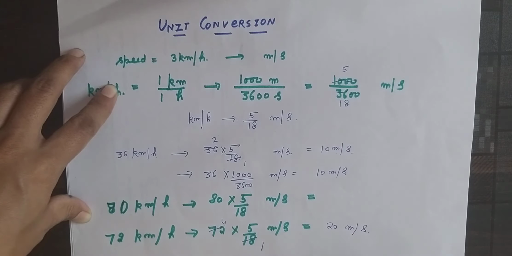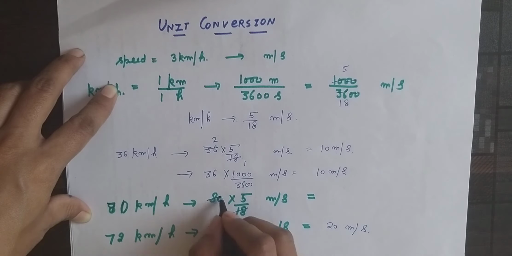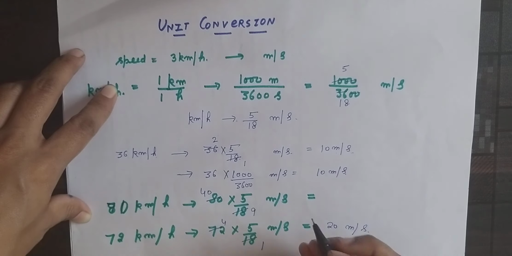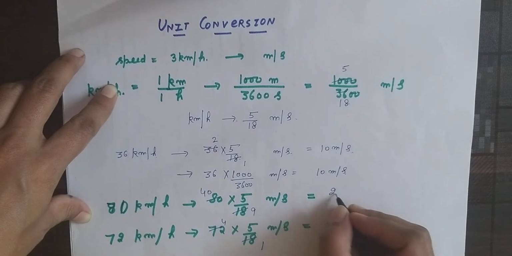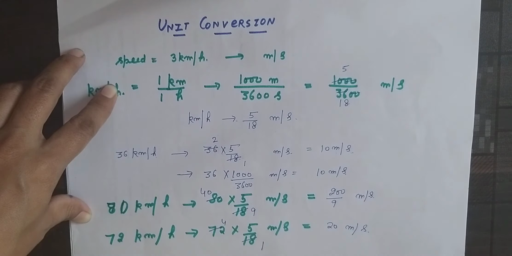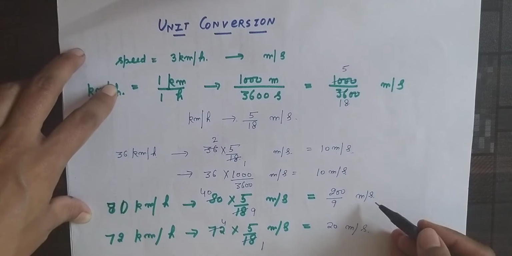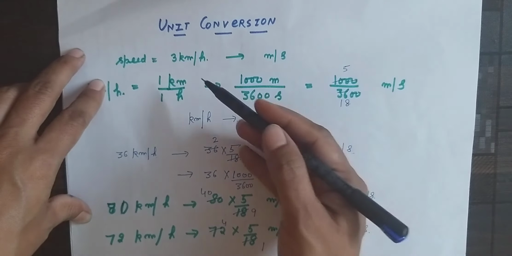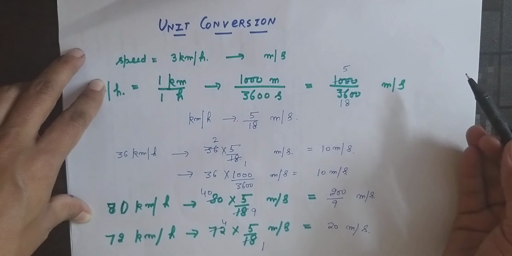It is an easier one. Here we can cancel by 2, 9 and 40. So the answer will be 200 divided by 9 meter per second, right? And then as per the requirement, you can change it into the decimal one as well, right? So this is a unit conversion to change it from kilometer per hour to meter per second.